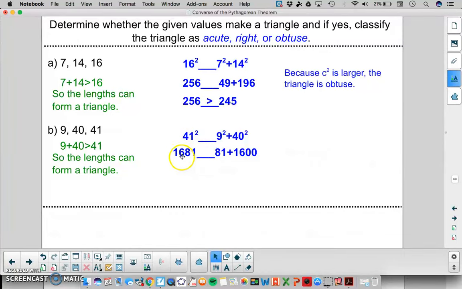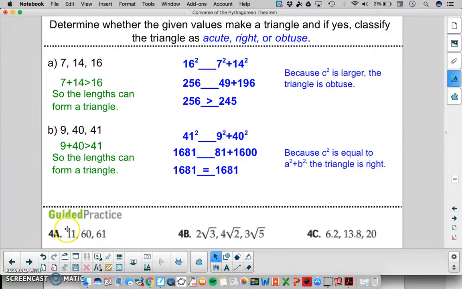41 squared is 1,681, 9 squared is 81, and 40 squared is 1,600. Well, then we compare 1681 to 1681, and we notice that they are equal. When c squared is equal to a squared plus b squared, we know we have a right triangle.